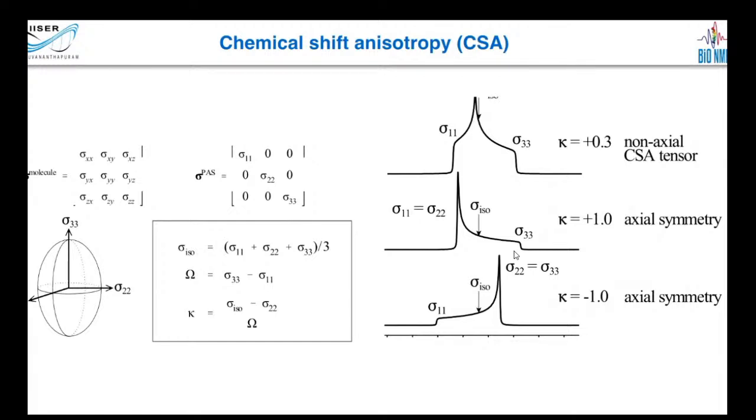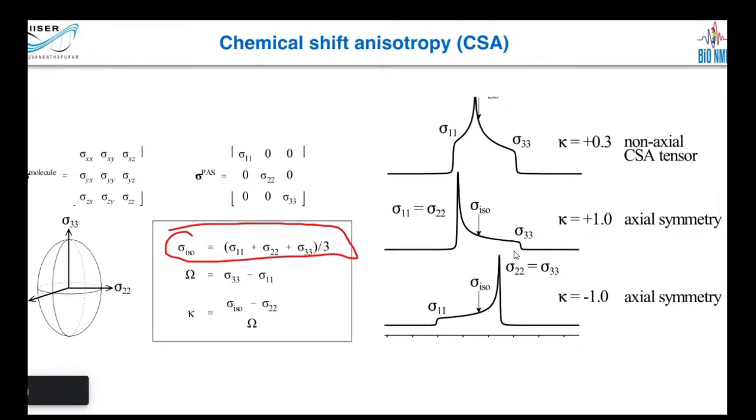Similarly, in chemical shift anisotropy also, this is what we have. You have a similar angular dependence, and again it is represented like an ellipsoid. The isotropic part is what we actually see in solution NMR.